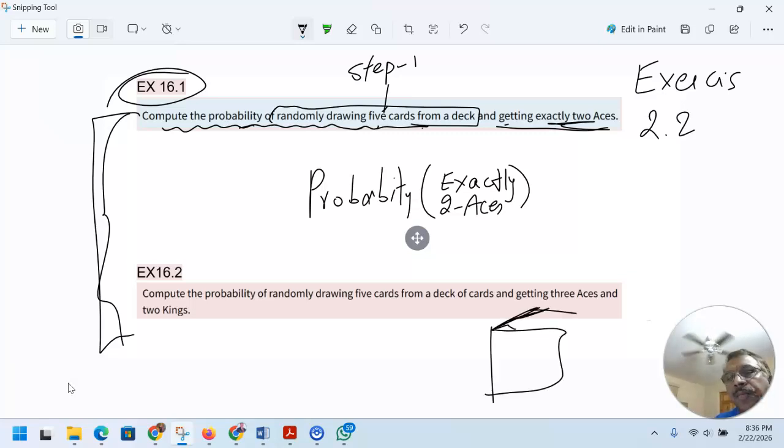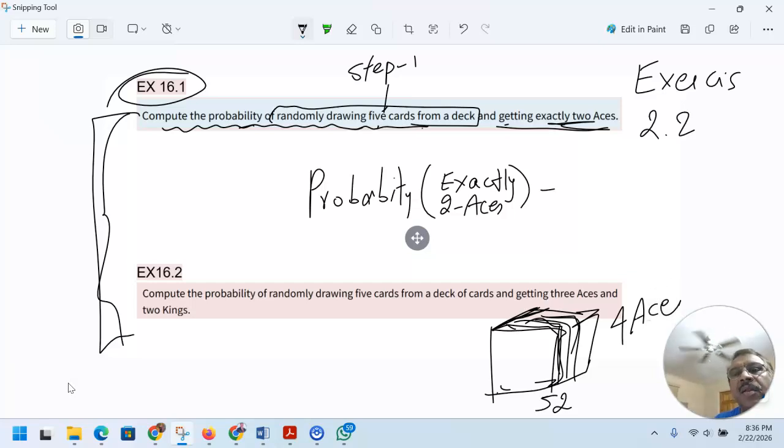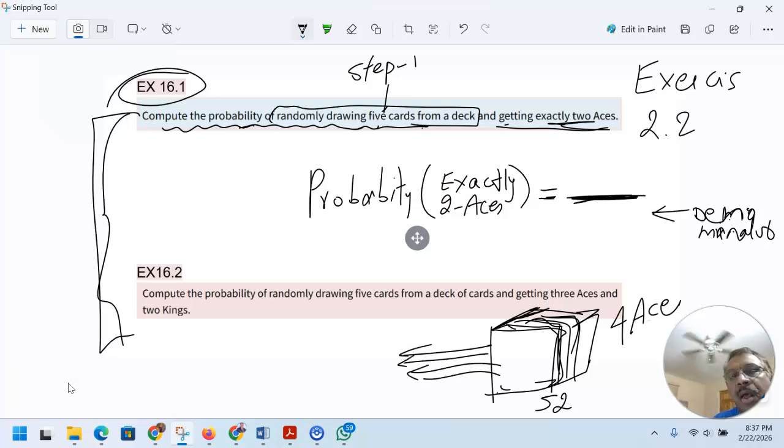Now we know this deck of cards has 52 cards, and out of these 52 cards, there are 4 aces. First question: remember, probability is always a ratio where the bottom, the denominator, is all possible outcomes. So in how many ways can you pull out 5 cards from 52 cards? There is no order here. Order does not matter.